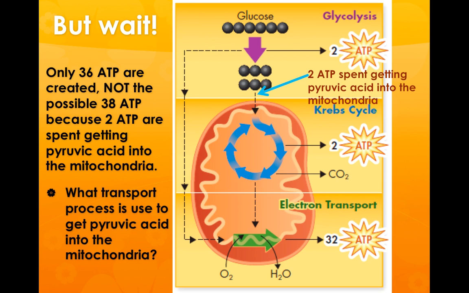So why is it that only 36 ATP are created and not the 38 ATP that are possible? Well, it's because there's 2 ATP spent getting pyruvic acid into the mitochondria so that the Krebs cycle and electron transport chain can occur. So if you have to spend those 2 ATP to get pyruvic acid actively transported into the mitochondria, then you have to take that from the overall total of ATP that are produced during cellular respiration. So the transport process that is used to get pyruvic acid into the mitochondria is active transport because it requires ATP. So we subtract that 2 ATP from the 38 possible ATP produced to give us a total of about 36 to 38 ATP being produced on the electron transport chain.